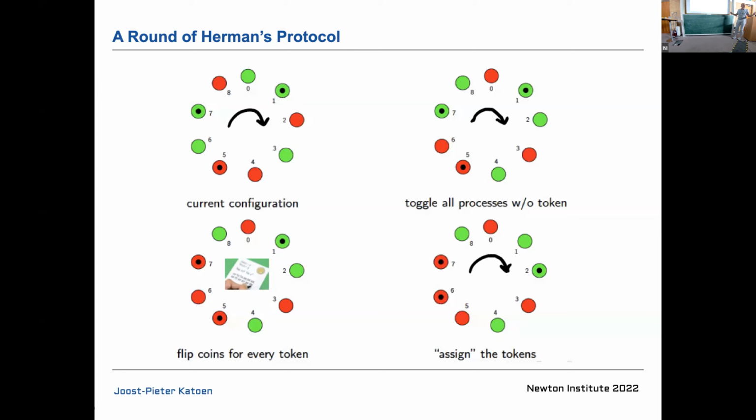This is possible, depending on the outcome of your coin flip. And now you have to reassign the tokens, because now you have to basically say those processes that have the same color as their left neighbor, like number 2. It didn't have a token before, but now it has a token. And now you see that basically we did not make any progress, because we had 3 tokens here and we still have 3 tokens.